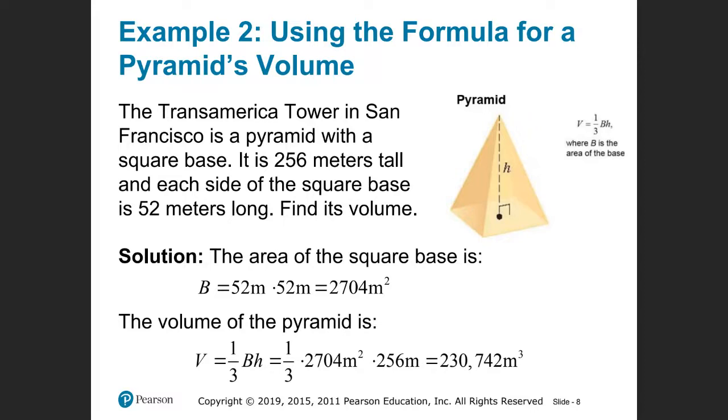For this problem, we're looking at the Transamerica Tower in San Francisco. It's a pyramid, and it has a square base. It's 256 meters tall, and each side of the square base is 52 meters long. We want to find its volume. We're going to see that the area of the base would be 52 times 52, which gives us 2,704 square meters. Then we use our volume formula. Volume is equal to 1/3 the area of the base times the height, which gives us 230,742 cubic meters.